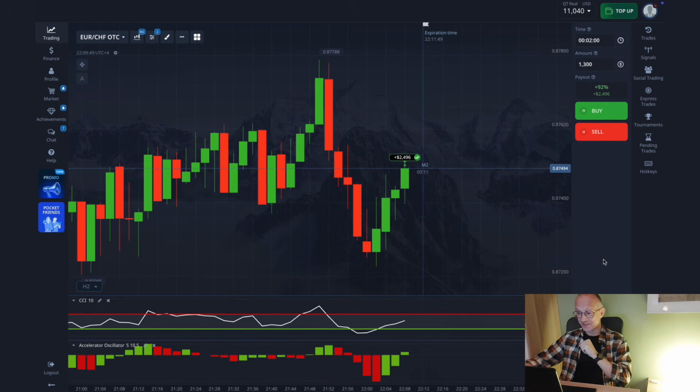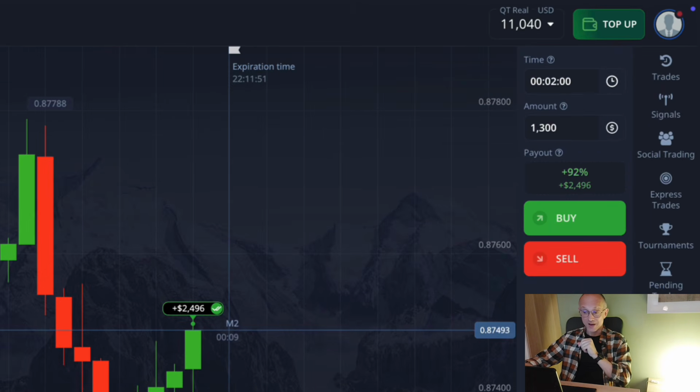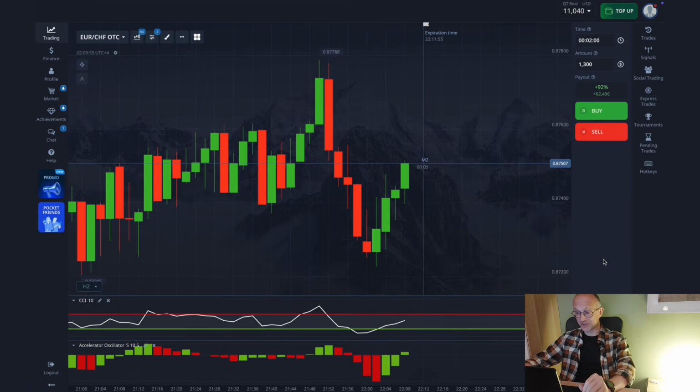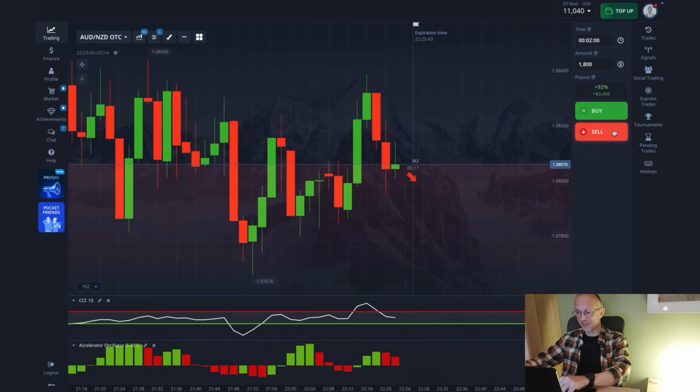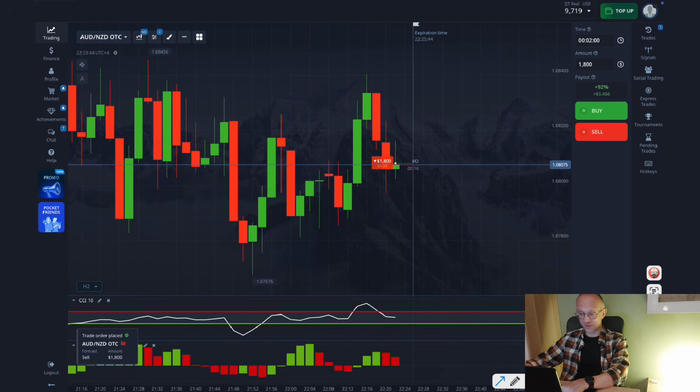And the result is encouraging. There's another $1,196 in profit. The balance is gradually increasing and trading is proceeding steadily. A new scenario is forming on the chart. With an expiration of 3 minutes, I'm opening a short trade for $1,800.